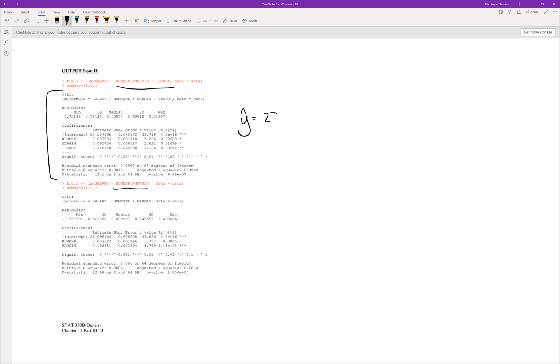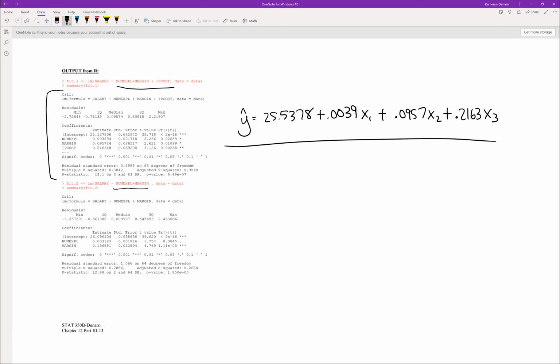Y hat equals 25.5378, right? Plus 0.0039 x1 plus 0.0957 x2 plus 0.2163 x3, right? This is your linear regression model. In this case, our R squared value was 0.3842. So 38.42% of the variation in salary can be explained by the number of employees, the profit margin, and the IP cost. If we want to do the overall F test, it's right here, okay?